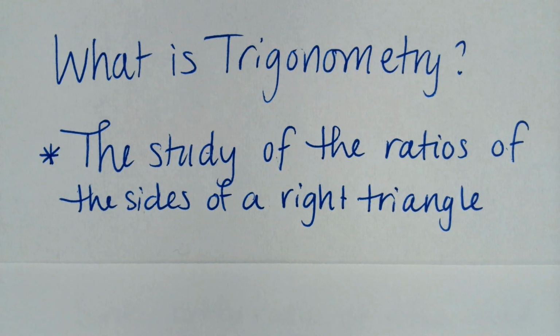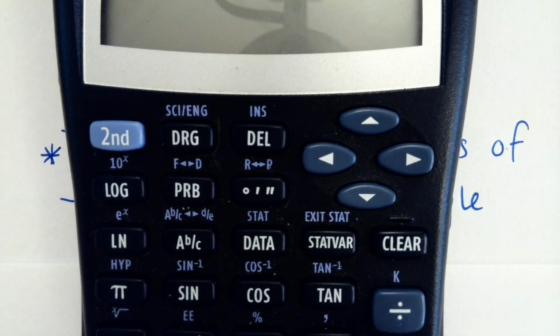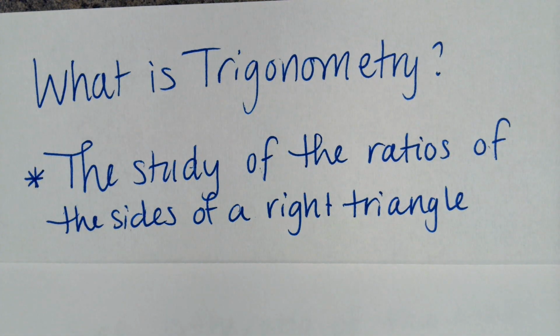Trigonometry is the study of the ratio of the sides of a right triangle. So you may have seen on your calculator the buttons that say sin, cos, and tan, and that is actually sine, cosine, and tangent. Those buttons right here. And you probably had no idea what those buttons were for. Now you're going to learn.